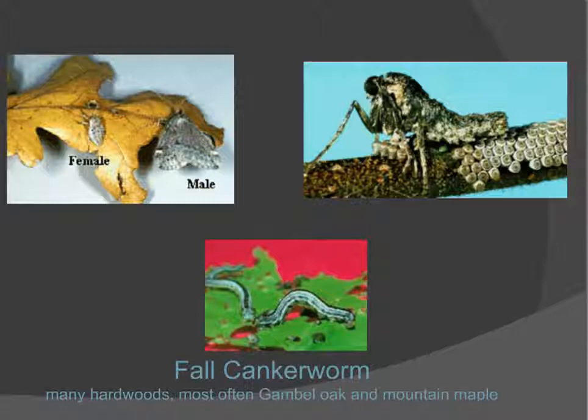They're called fall cankerworm because the male flies in the fall, and you can see the male there has wings. The female does not have wings, and she will crawl up the trunk and lay her eggs, which are very distinctive looking. Round, sort of clay-colored.